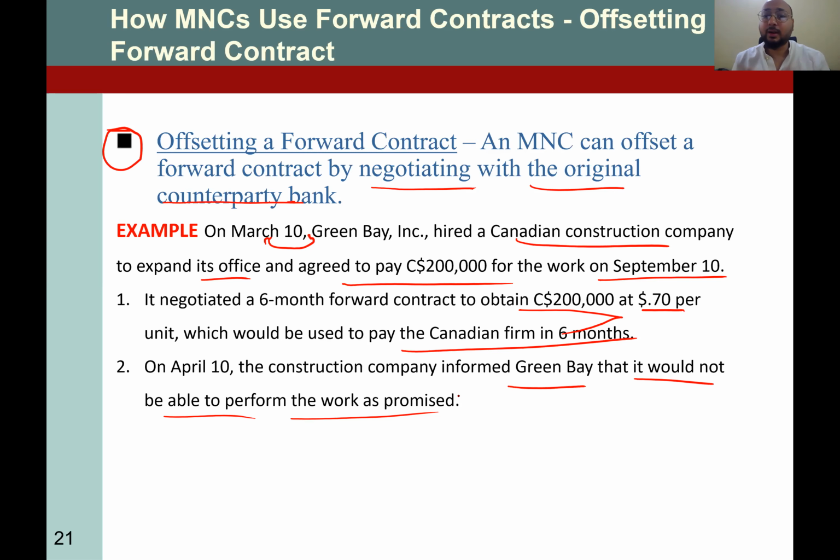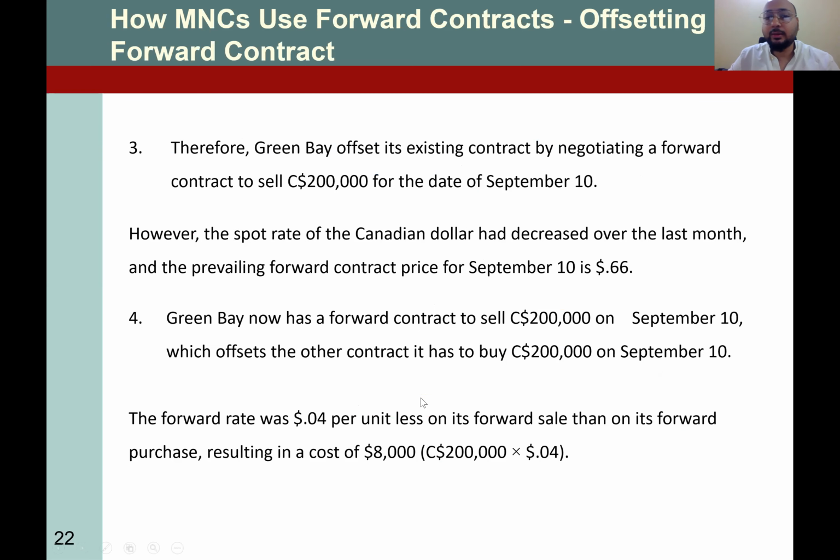So it means they won't be working, and the Canadian construction firm won't be receiving the 200,000 Canadian dollars. But a contract is a contract. After 6 months, Green Bay has already negotiated a contract. They need to fulfill the contract at $0.70 per Canadian dollar. So how are they going to cancel this contract? They enter into an offsetting contract. Green Bay offsets its existing contract by negotiating a contract to sell Canadian dollars for the date of September. Here we go.